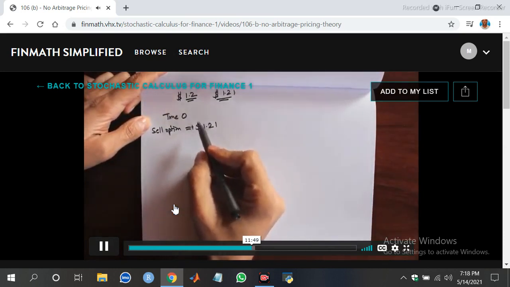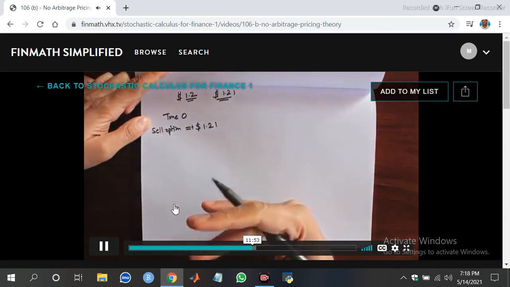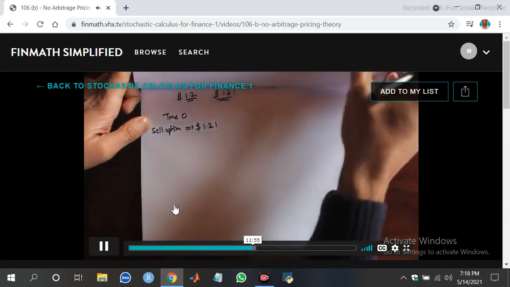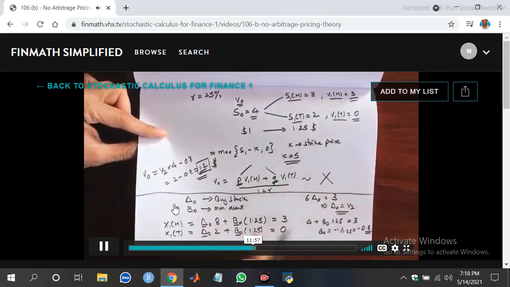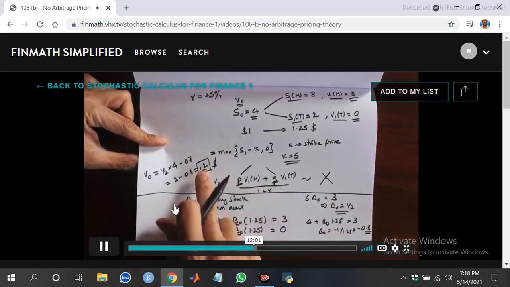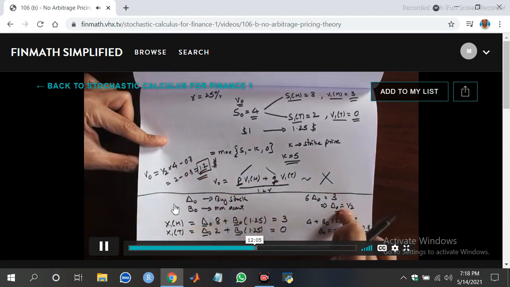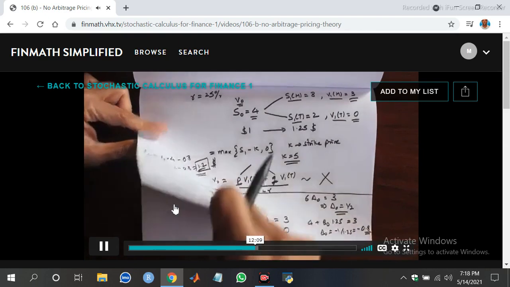Now what we're going to do is, since we have sold this option, we need to replicate this option. If you remember, here I showed you that we can replicate the same option at a cost of 1.2. And what did we do to replicate the option? We bought half a stock and we borrowed $0.8 from the market.